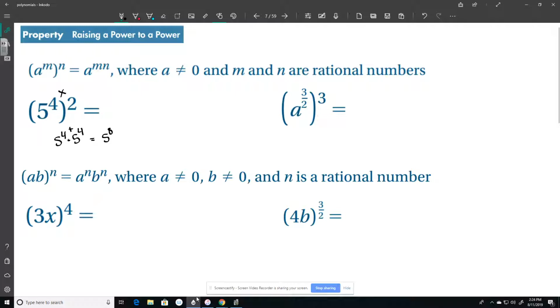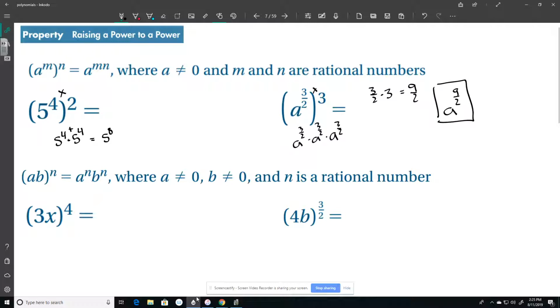So in this example here, a to the 3/2 raised to the 3rd, really that just means a to the 3/2 times a to the 3/2 times a to the 3/2. We don't want to add those together because I know the shortcut. A to the 3/2 raised to the 3rd, I'm just going to multiply 3/2 times 3, which is 9/2. So all that is a to the 9/2 power.